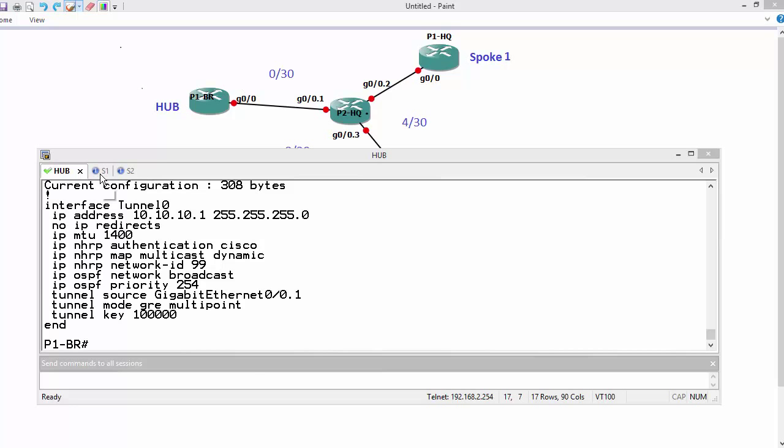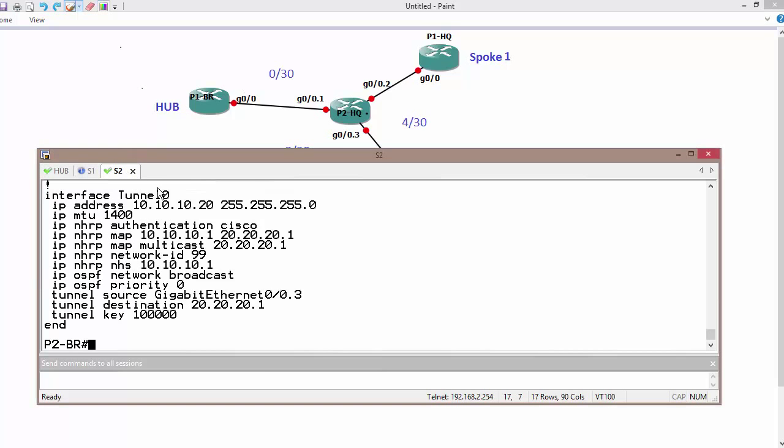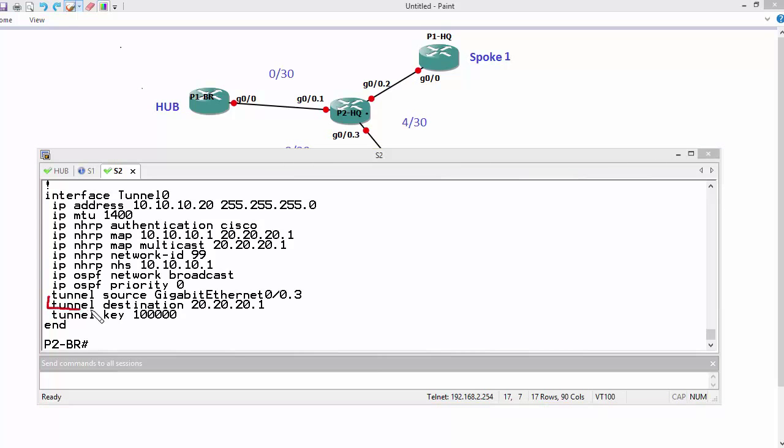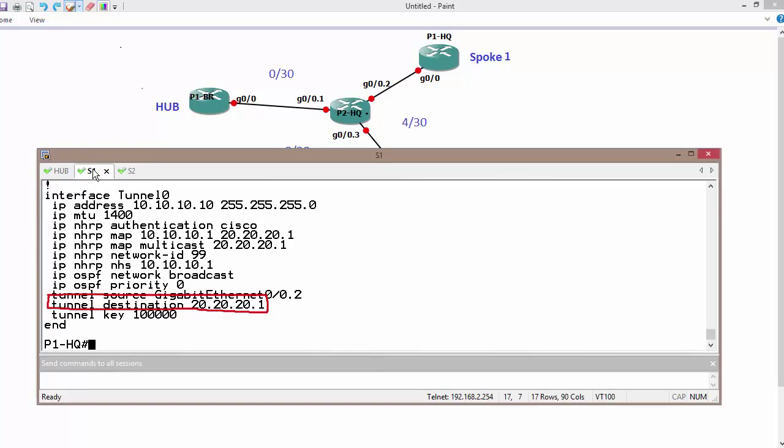Likewise, if you're talking about spoke 1 and spoke 2, they have defined their tunnel destination, which basically means this is a point to point tunnel. So let's see on spoke 1 and spoke 2. Both have defined their destination on the tunnel interface, which basically means point to point, as I told you earlier.